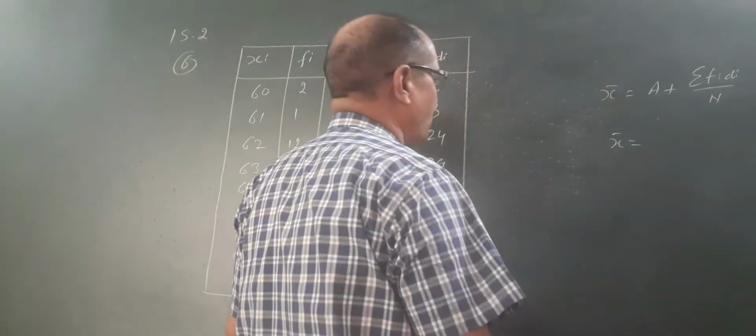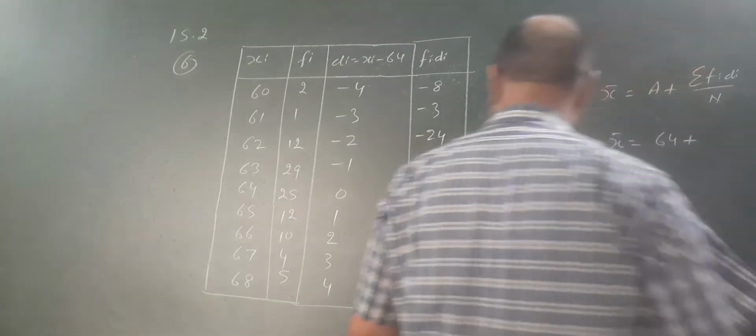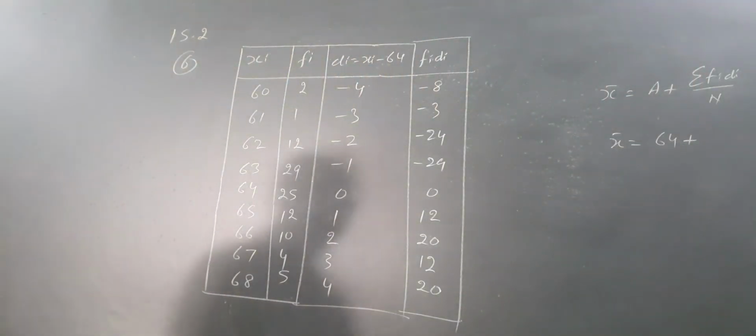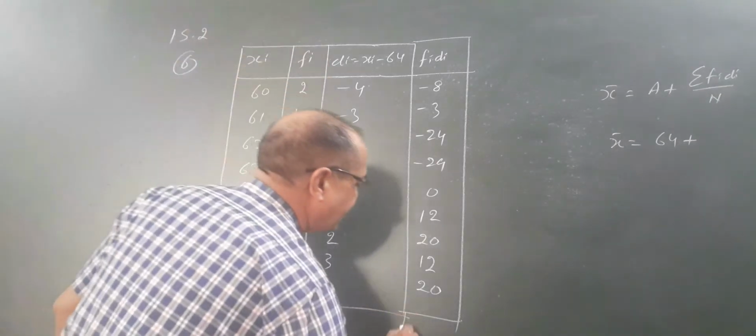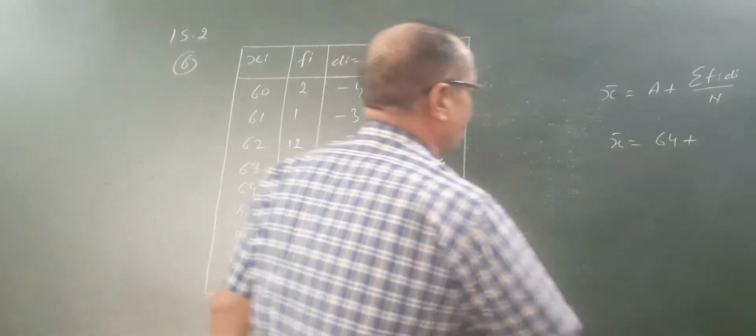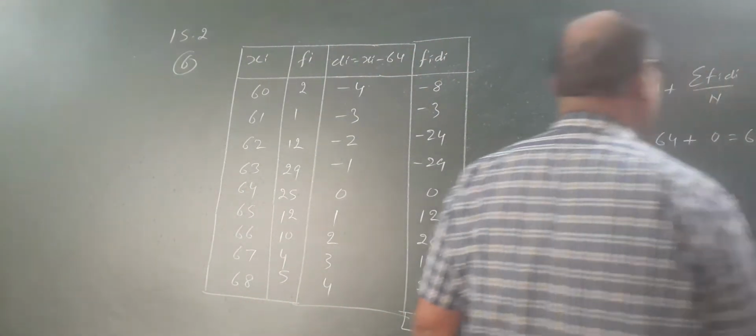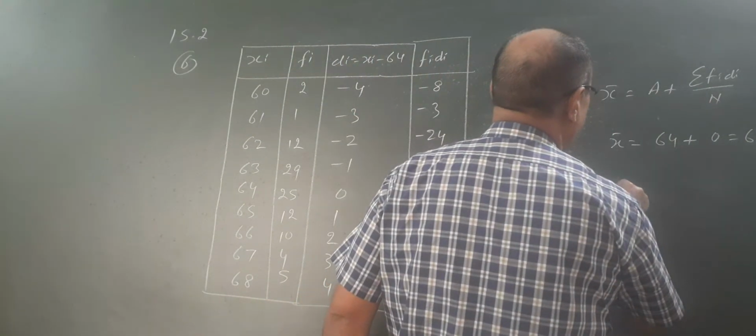So what is the mean of this? The assumed mean we have taken is 64, plus you have to write the total of this fi di. The total of fi di is 0. So this becomes 0 upon n, that is 0, which implies the mean is 64. So students, after getting the mean, you have to find the standard deviation.